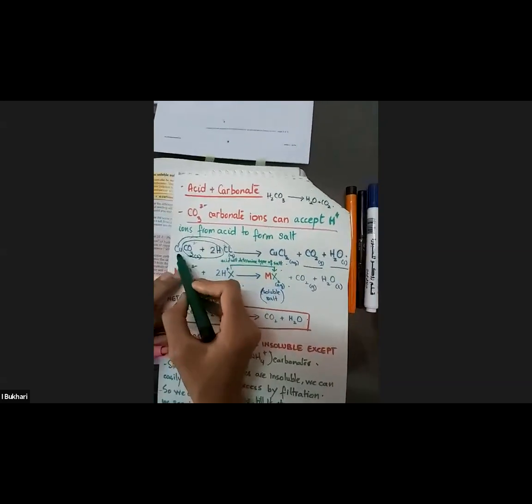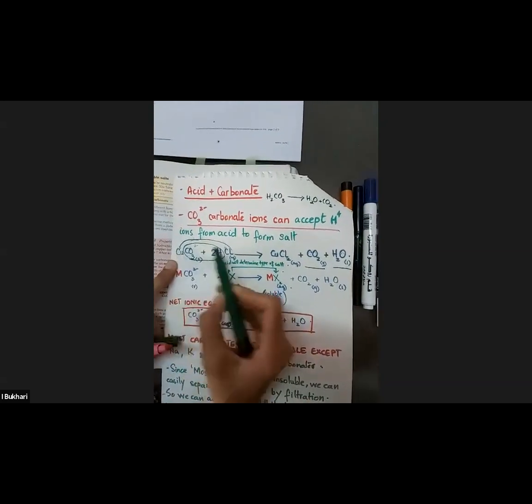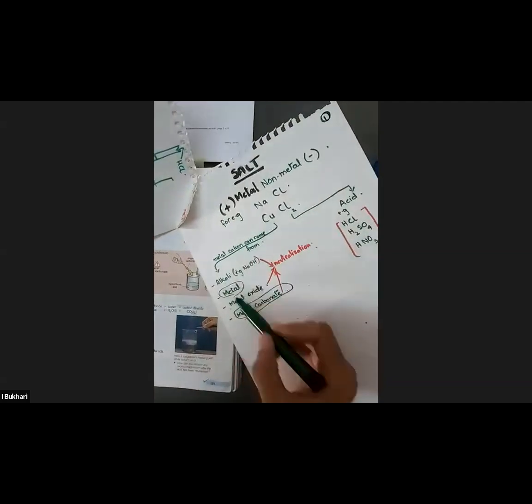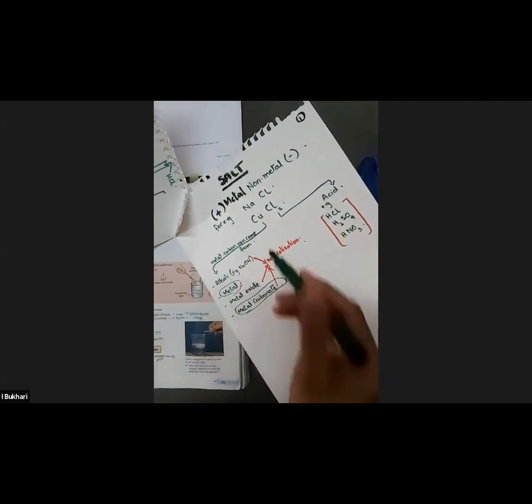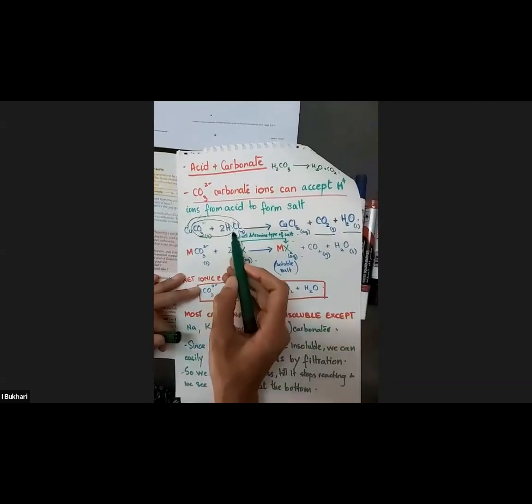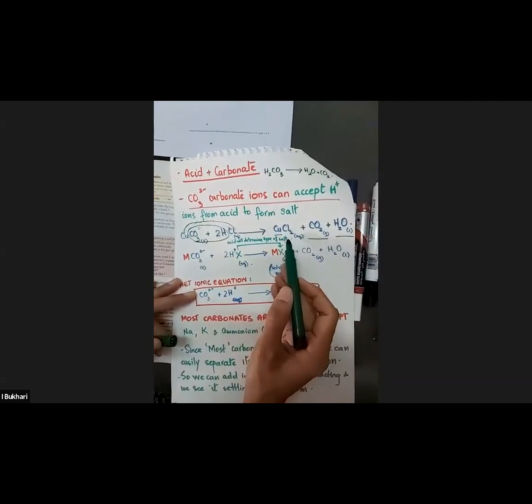This salt, the metal comes from the carbonate. As I told you, metal comes from the carbonate, right? And the anion is again coming from the acid. So acid gives the anion of the salt, right?